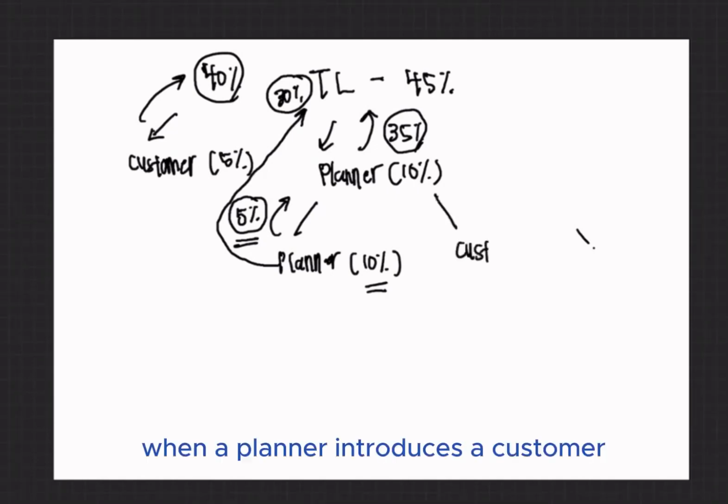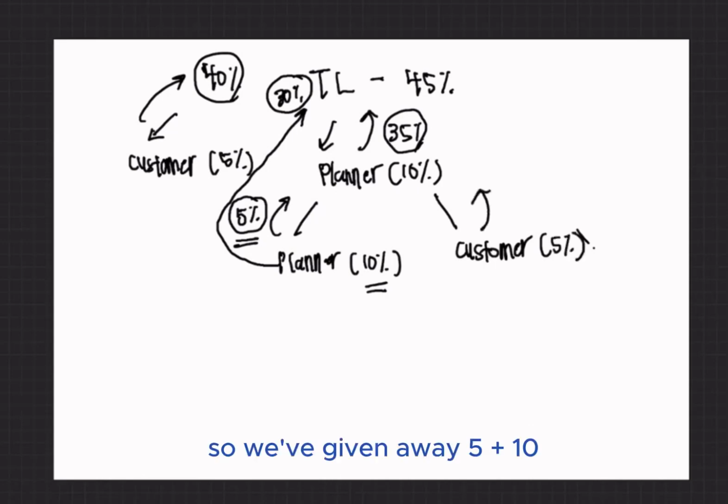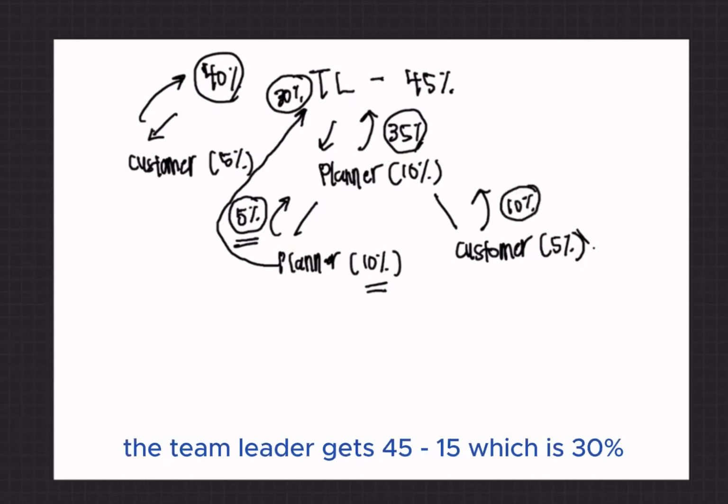When a planner introduces a customer, remember the customer takes 5, and planner to customer is 10. So we've given away 5 plus 10, which is 15. So off that customer order, the team leader gets 45 minus 15, which is 30%.